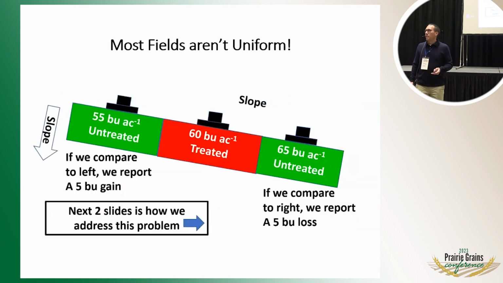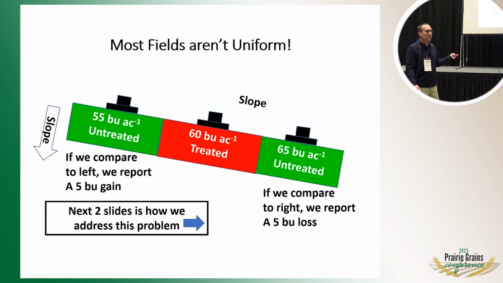One of the other problems we really have is that most fields aren't uniform. I know here in the Red River Valley maybe that's not the case, and we have places like that in South Dakota too, but for the most part, most of our fields have quite a bit of slope to them. For example, if I have a treated strip here and I'm just doing a single side-by-side comparison, which is often done, and I use this one as my check, it looks like, hey, great, I got 5 bushels on that strip. But let's say I had used this one right next to it. I see this happen all the time. There's that much variability in fields. It makes it look like, oh my gosh, I lost 5 bushels there.